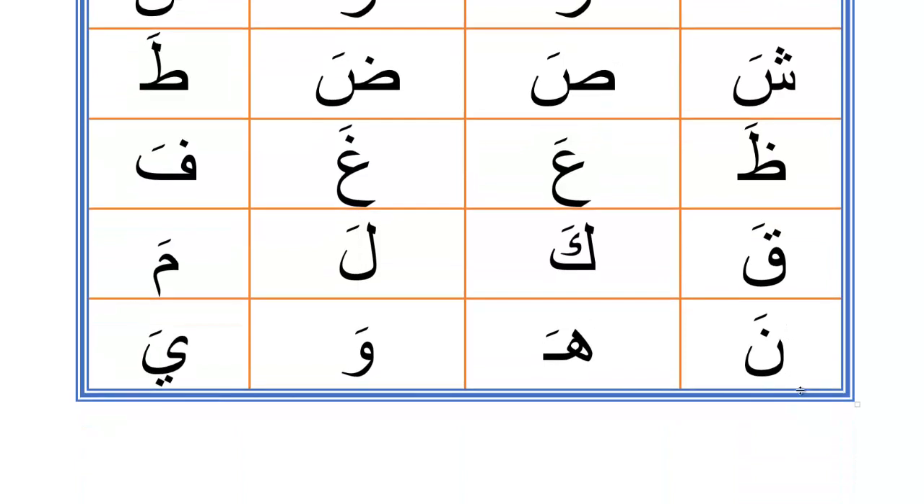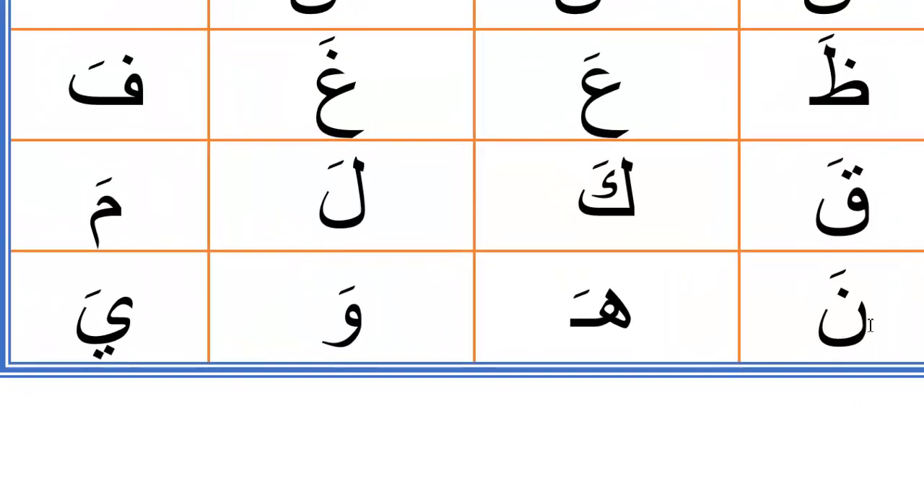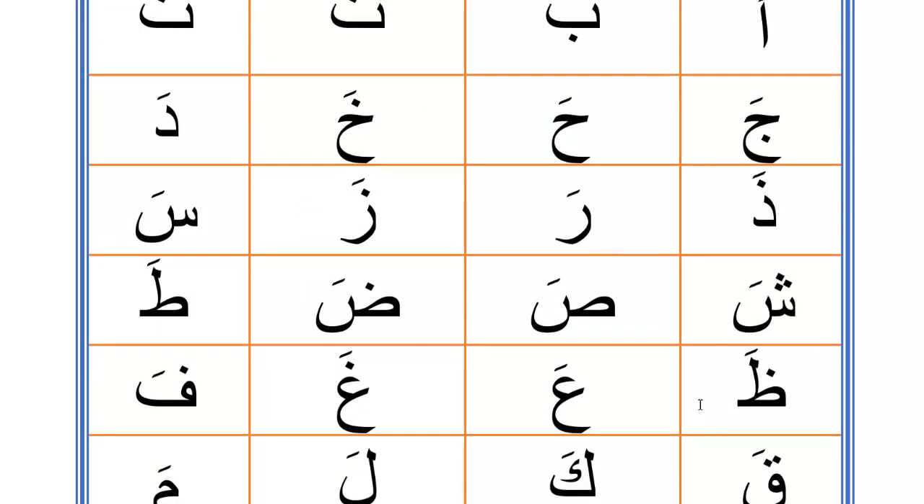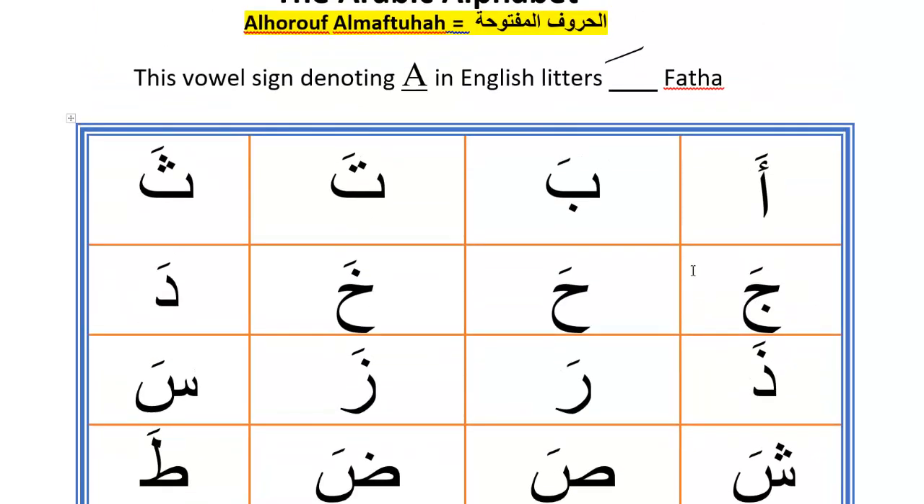Okay. Next, noon, this is na. Ma, na. M, N here. نون فتحة نا. ها فتحة ها. واو فتحة وا. يا فتحة يا. Okay. So 28 letters, the Arabic alphabet.